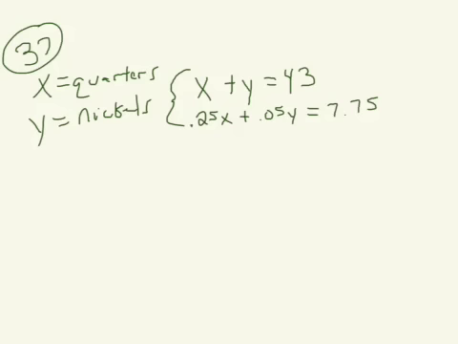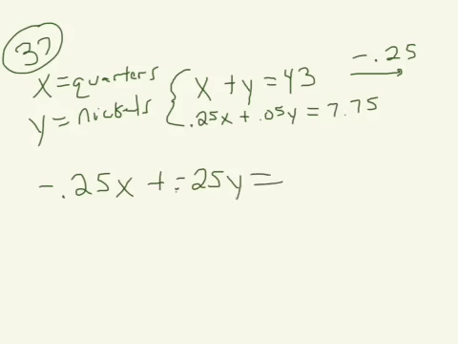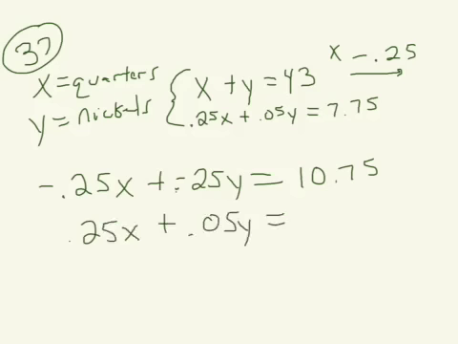Once you have the system set up, you need to go ahead and then solve it by whatever method you choose. Now, graphing is not going to be a good choice here. Okay? You could use substitution or you could use elimination. If I were solving this, I would probably just go ahead and do it by elimination here. I would just multiply the top equation by -0.25. That's going to leave me with -0.25x plus -0.25y equals -$10.75. That's what you get when you multiply the entire top by -0.25. Now the bottom I'm going to leave the same because that will go ahead and set me up to use the elimination method.